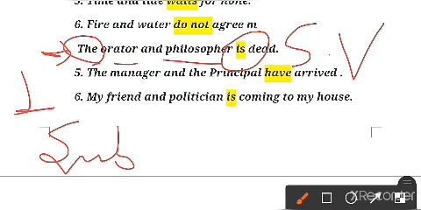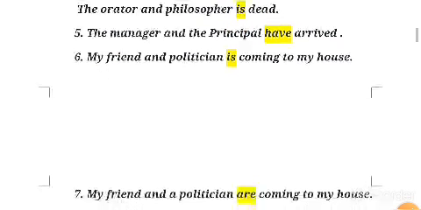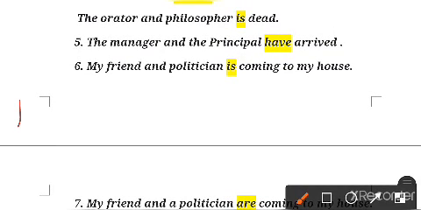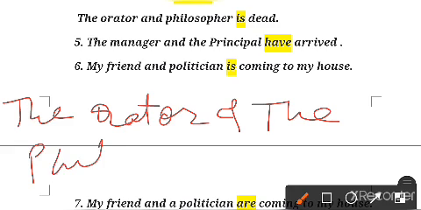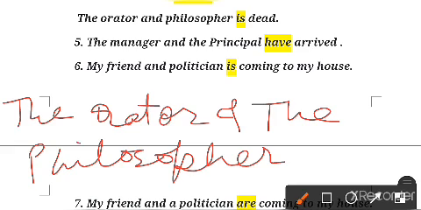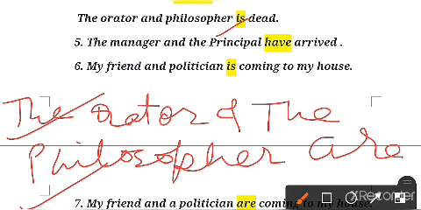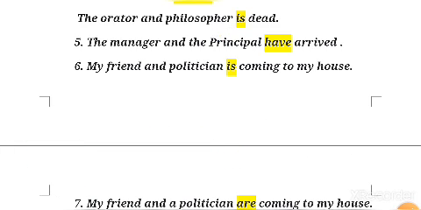But if I write the sentence in this way, the orator and the philosopher, we will put the verb are, not is, because here there are two persons. First is the orator, another one is the philosopher. But in the earlier sentence we are talking about one particular person, the person who is a philosopher, the same person is an orator. That is why we put is there.